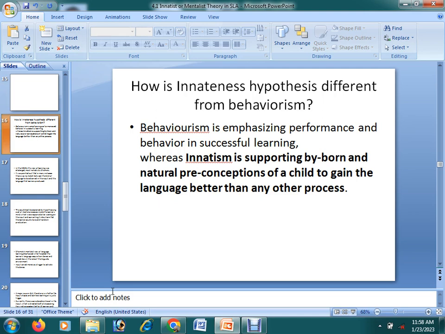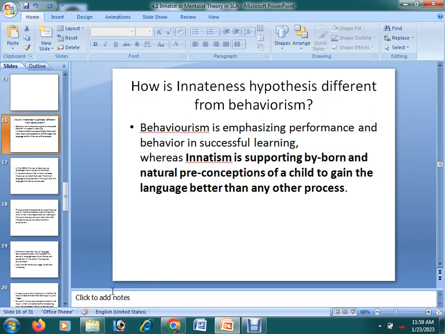That means in which way? In behaviorist theory, imitation is there. First of all, every child will hear something from their parents, from their elders, neighbors, and whatever may be. And the child will imitate that next time, and he will try to learn that language.